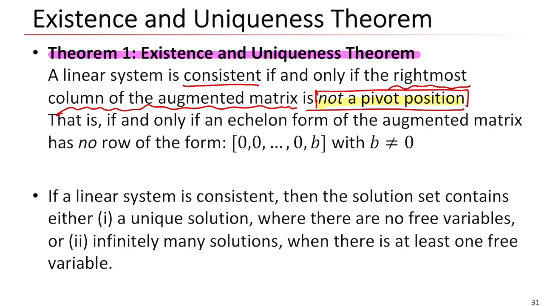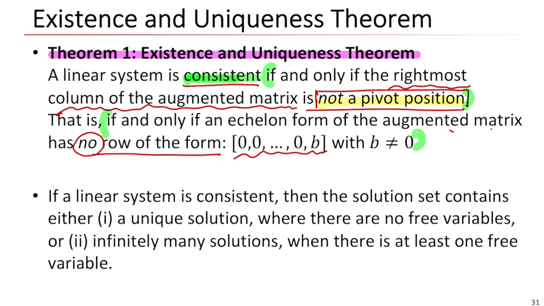So what does that mean? In other words, if and only if the echelon form of the augmented matrix has no row of the form like this. If the matrix satisfies this condition, the linear system is called consistent. Okay. So the linear system is called consistent.